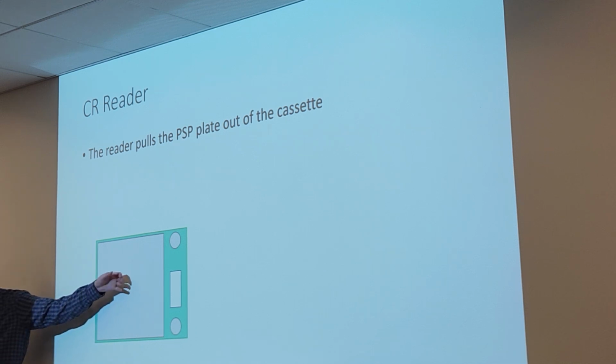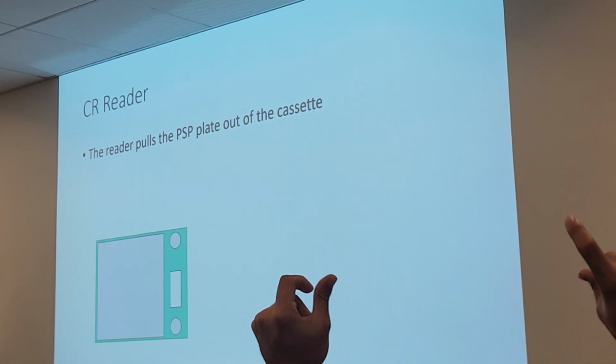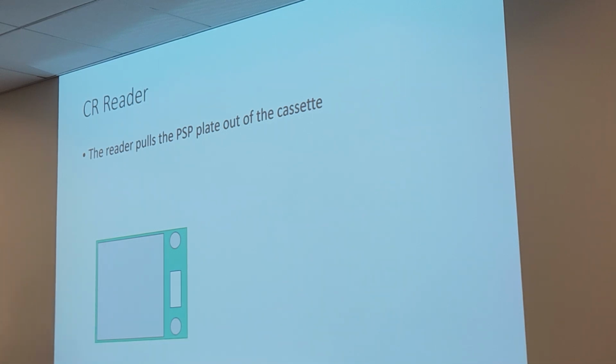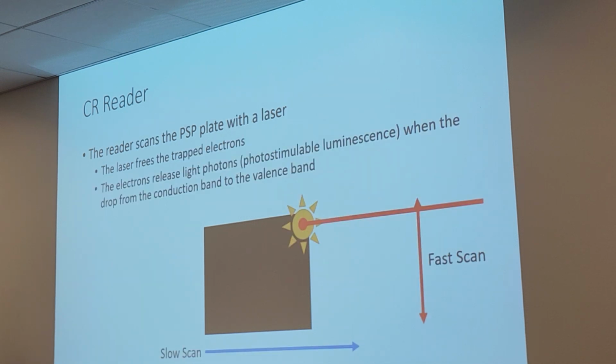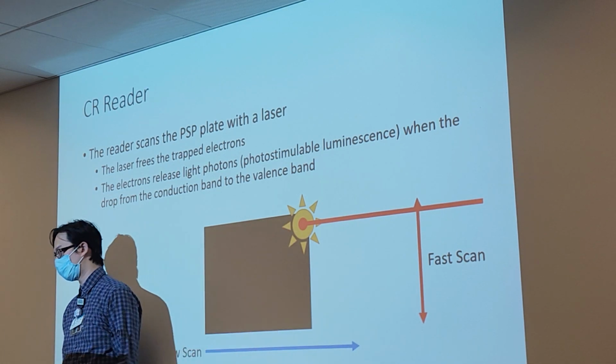All right, we've got our cassette, right? The reader will pull the PSP plate out of the cassette, right? So it goes zoop, it pulls out the PSP plate. The reader latches onto these two things here, pops it open, sucks it out, puts it through a roller system, and that brings it over to the laser. So the reader is going to scan this PSP plate with a laser.